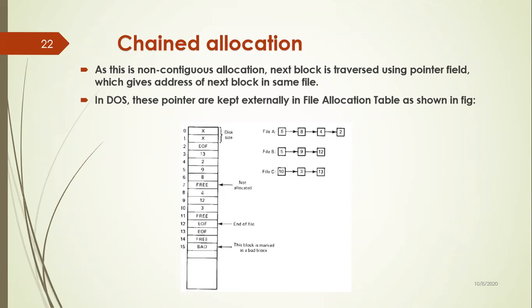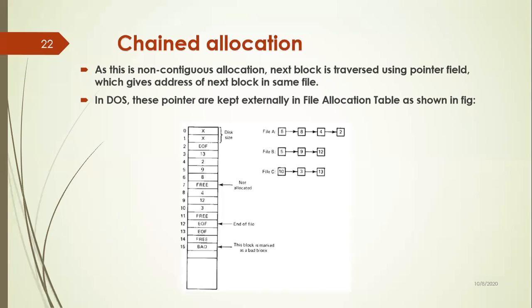So the first place for file A is 6, and another is 8. That means the first part of file A is at the 6th location, and the second part of file A is at location number 8. The third part is at location number 4, and the last part is at location number 2. So when you store the information at the sixth location, along with the file information, we have to use one pointer which is pointing to the next place.